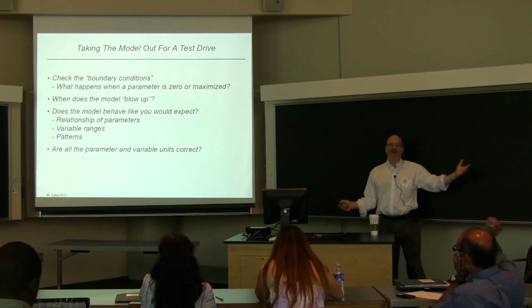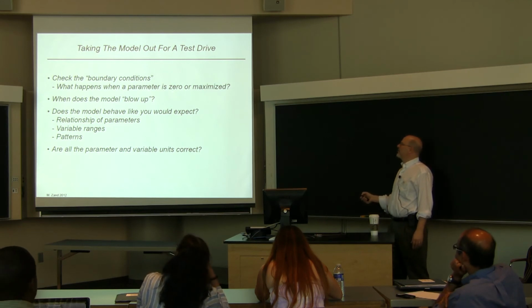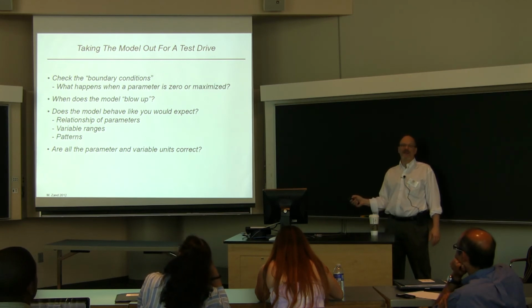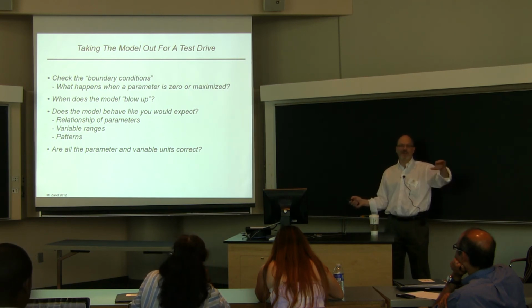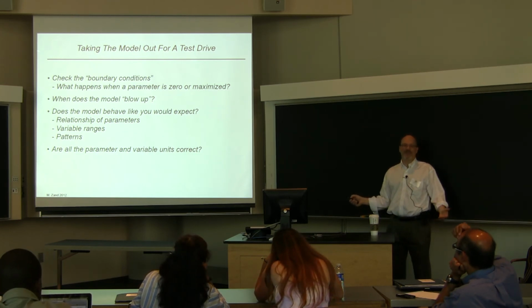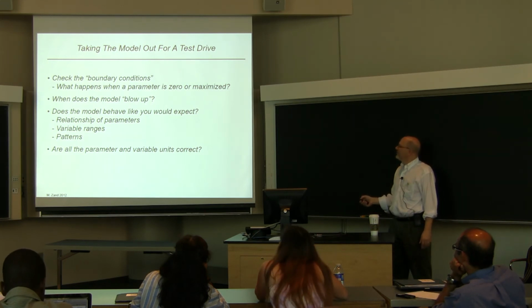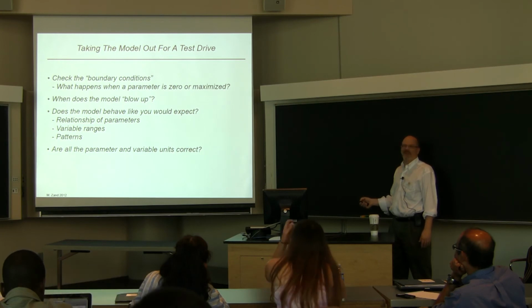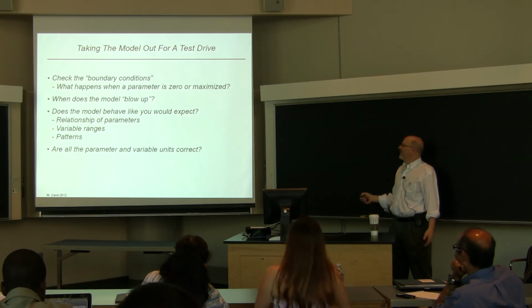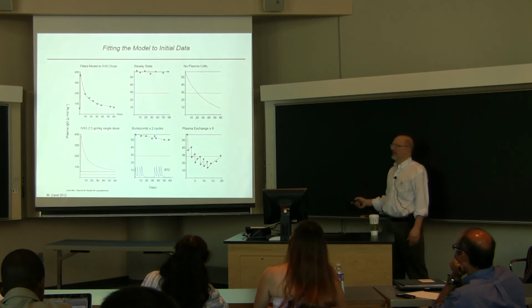So now let's take the model out for a test drive. Okay, what do I mean by a test drive? Check the boundary conditions. What happens when a parameter is 0 or maximized? What happens when you have no plasma cells? Does your model reflect steady state? If you don't perturb it, is everything a flat line? When does the model blow up? This is the really interesting part. When can you break the model? You should always try and break your models. Besides being very relevant, it's a lot of fun. Does the model behave like you would expect? The relationship of the parameters, the variable ranges and patterns, and are all of the parameter and variable units correct?